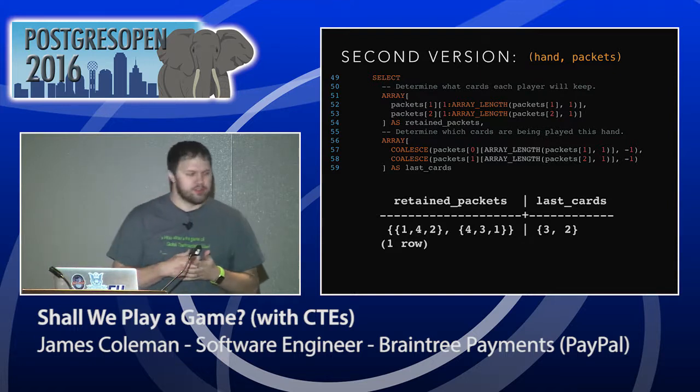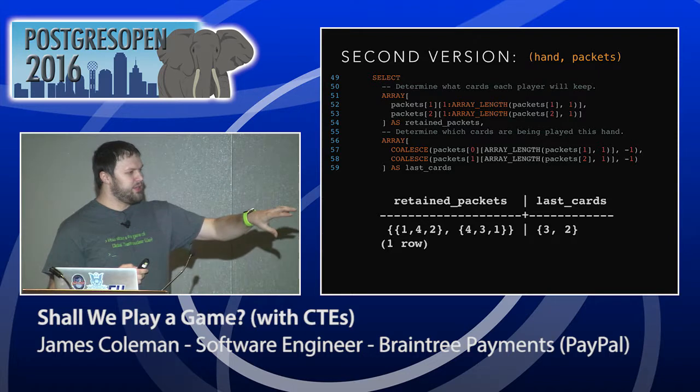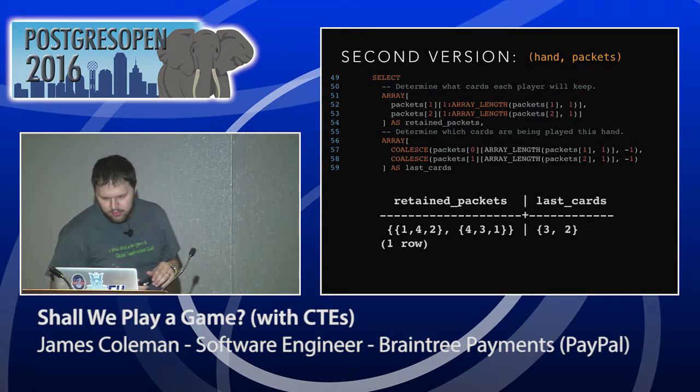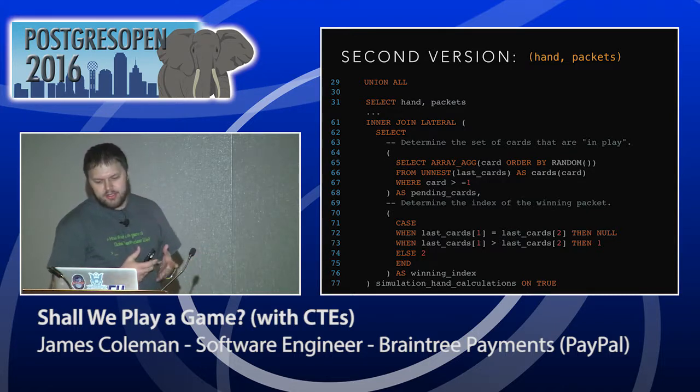So here's how that first join works. We end up with the 3 cards in each retained piece and the last cards, and then we'll move on to the second join, and we randomize the pending cards again to avoid cycles. We also have to determine which player won.